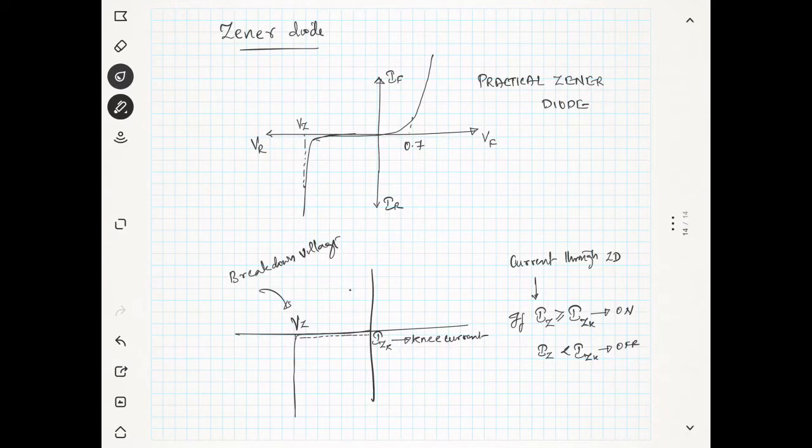We also have a maximum limit for the current, which is known as Izm. This is the maximum limit for the Zener current. If the current through the Zener diode becomes greater than Izm, the Zener diode will be damaged. So we want to avoid this condition.